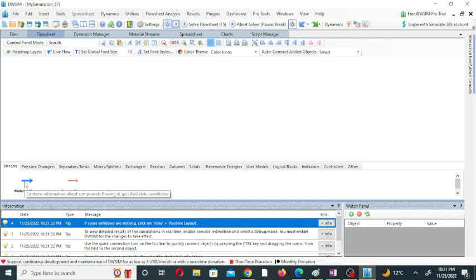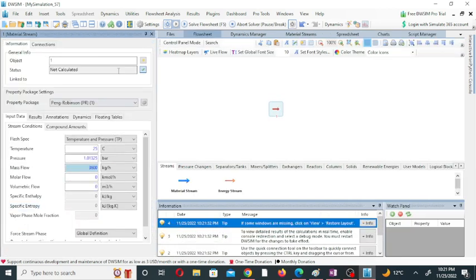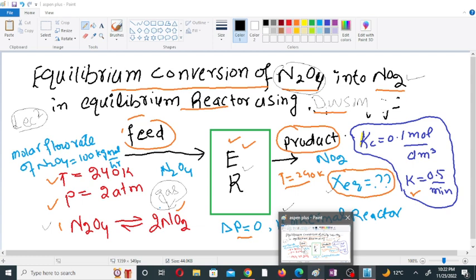I drag the material stream and double click. This is the feed stream. I will give a name to it. This is the feed stream, and the temperature of the feed stream given in the question is 240 Kelvin and 2 atmospheric pressure is the pressure.